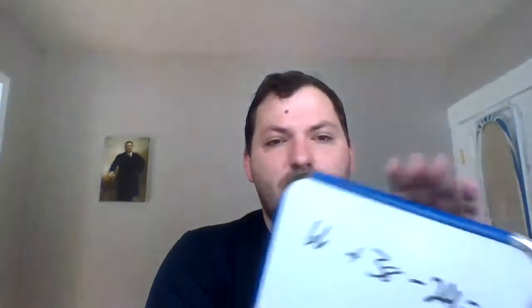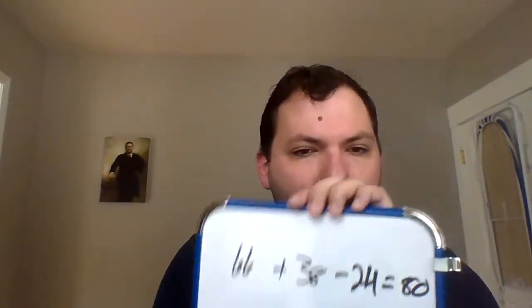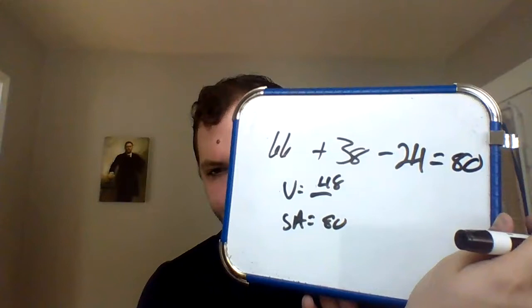So we do this, and we end up with 80 centimeters squared, and we find that the volume is 48 cubic centimeters, and the surface area is 80. Okay? So hopefully that's making a little bit of sense.